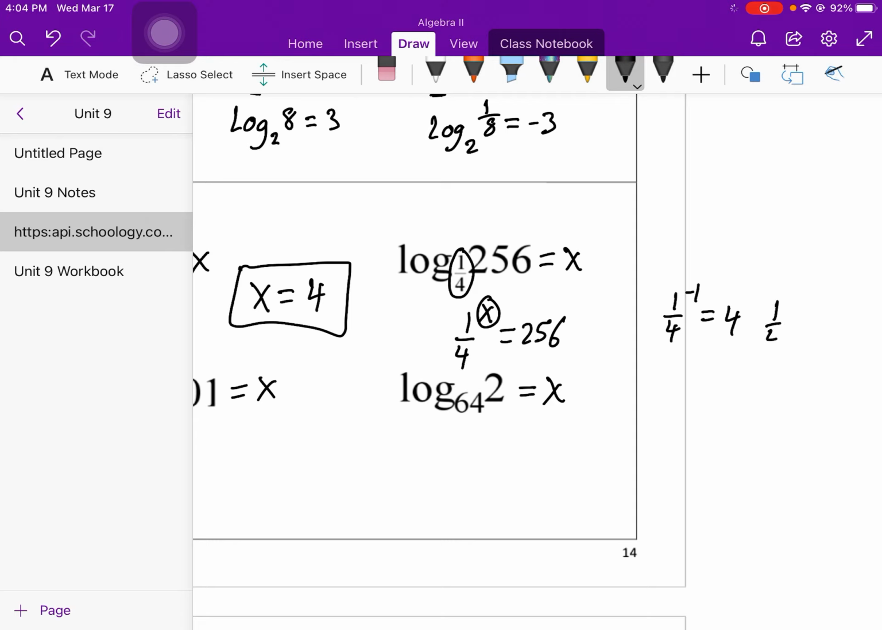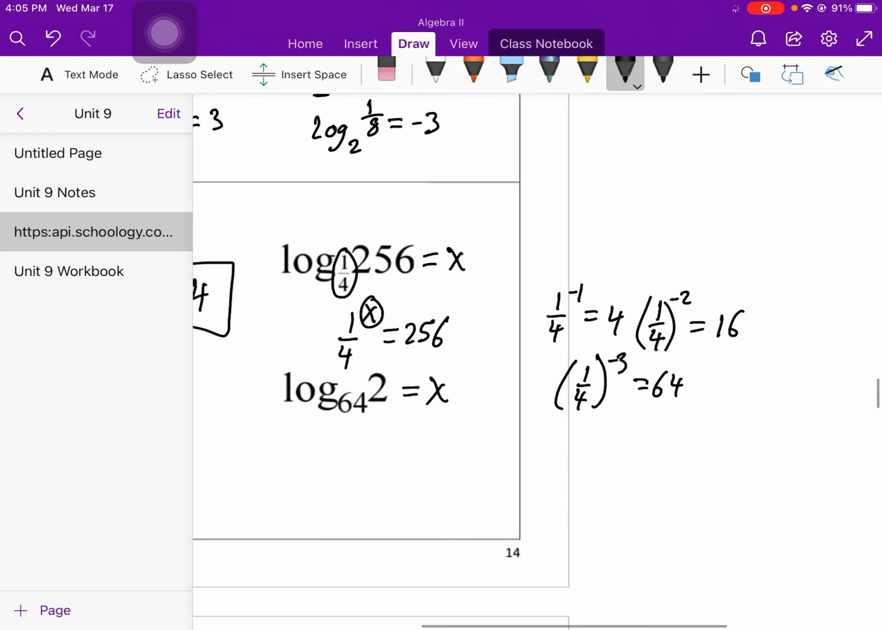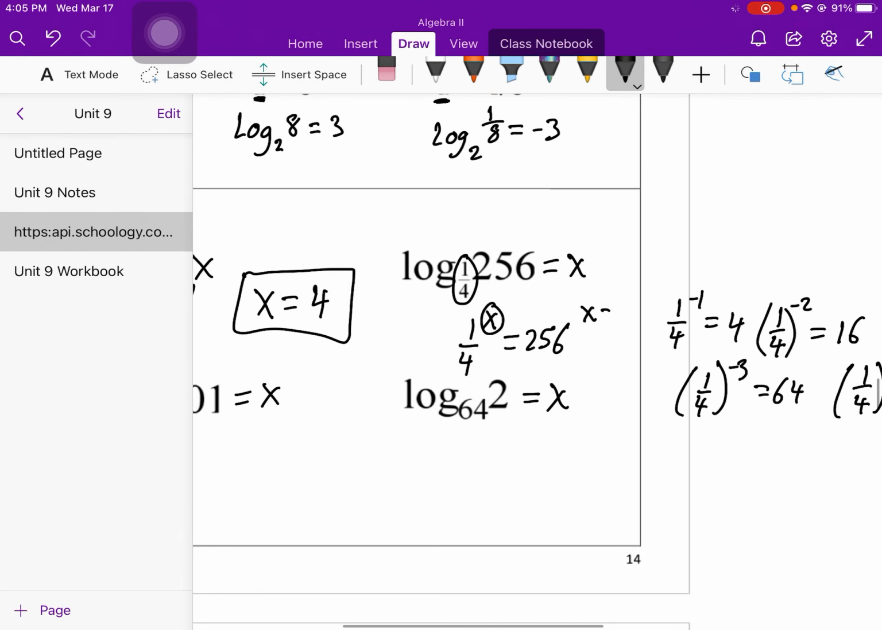So that's not big enough. So then we got to think, well, 1/4 to the -2. Well, that would be the reciprocal, and then it would be 16. And then we do 1/4 to the -3, and that would be 64. Still not big enough. So we try 1/4 to the -4th. And then you would have 16 times 16, which is 256. So x would equal -4 on this one.